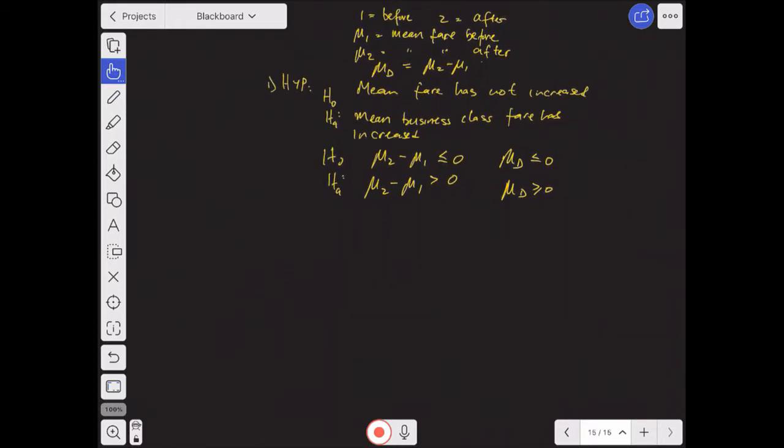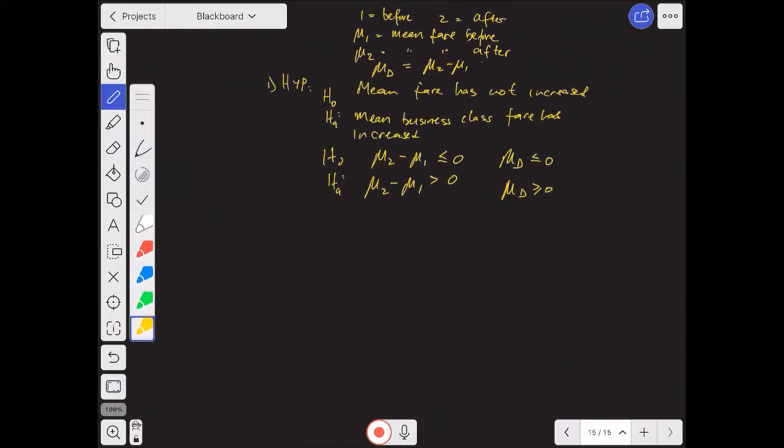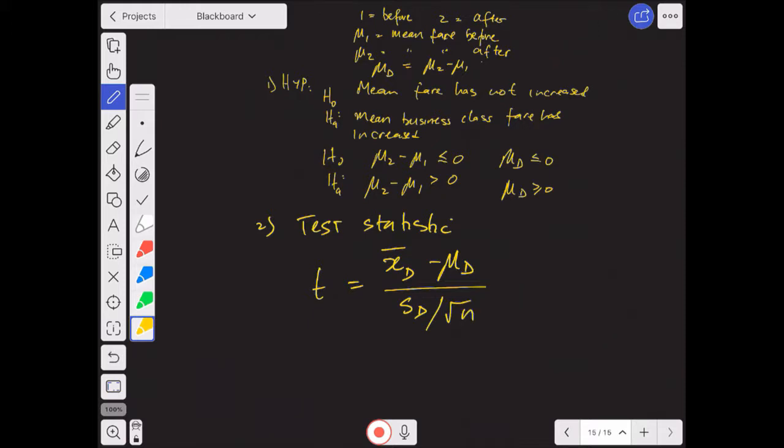Second part now is our test statistic. The test statistic in this case, because it just boils down to a single sample problem, is t equal to the sample mean of the differences, which we refer to as x bar d, minus the mean of the population of the differences, mu d, and then there's the standard deviation divided by the square root of n.